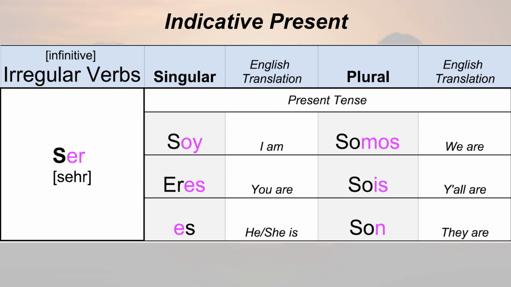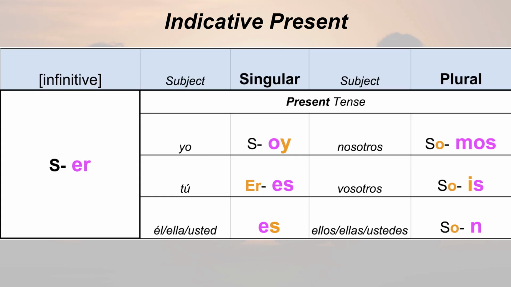So let's take a look at different kinds of charts, so it is more likely to stick in your memory. Soy, I am. Eres, you are. Es, he or she is. Somos, we are. Sois, you are. Son, they are. Here's another angle.